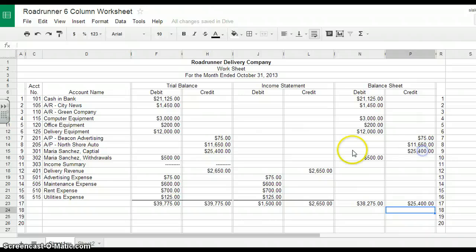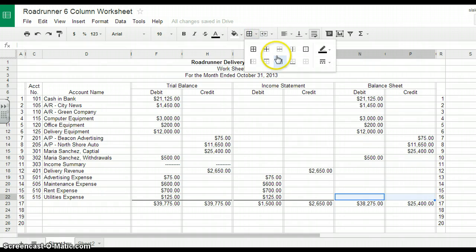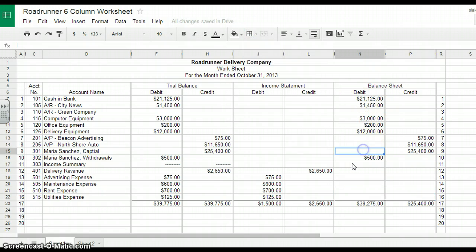Okay? Now, we notice that our income statement and our balance sheet, and I'm just going to add a line down here at the bottom. You'll notice that our income statement and our balance sheet, the debits and the credits do not equal. But that's not to be too concerning just yet. So now what we want to do, we're going to focus on our income statement section.